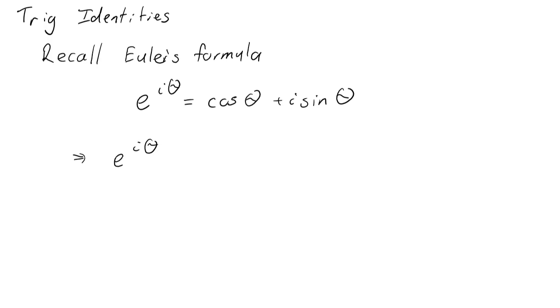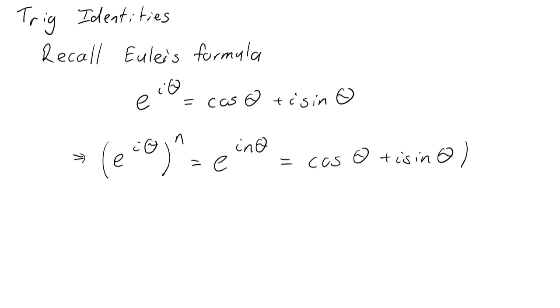If we raise both sides to the power n, on the left-hand side we get e to the i theta to the n. That's the power of a power, so that simplifies very easily to e to the i n theta, which is of course cos n theta plus i sine n theta. On the right-hand side, we get cos theta plus i sine theta to the power n, which is a complicated trigonometric expression. If I plug in a particular value of n, I'll get some trig identities. So let's do n equals 3.